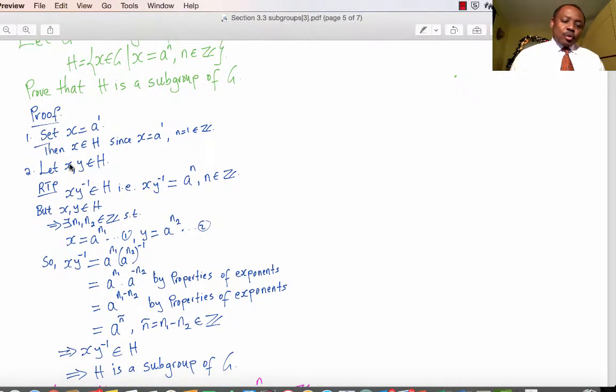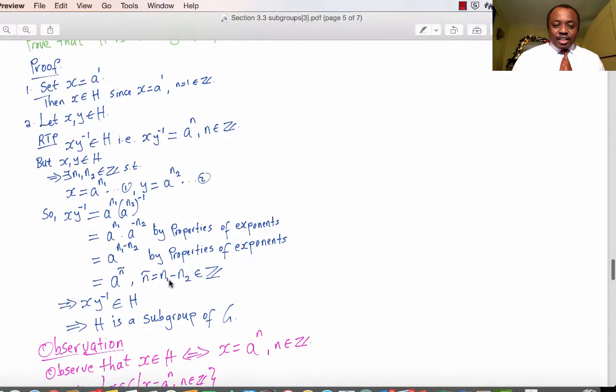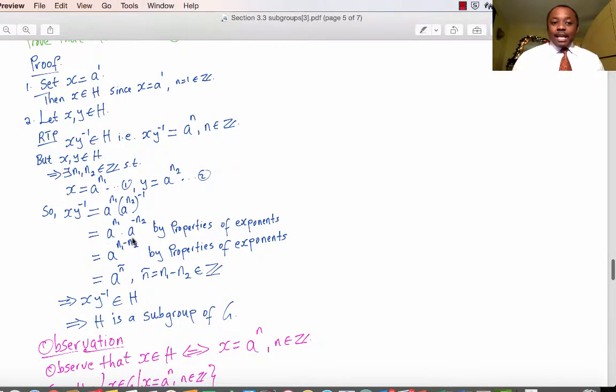Let's verify condition 2. Suppose X and Y are elements of H. We have to verify that XY inverse is an element in H. When would XY inverse be an element in H? If I can write XY inverse as A raised to the power N for some integer N. But X in H, Y in H implies that there exist some integers N1, N2 such that I can write X as A raised to the power N1 and I can write Y as A raised to the power N2. Therefore, X times Y inverse would be A raised to the N1 times A raised to the N2, all of these raised to the -1. By properties of exponents, that is A raised to the N1 times A raised to the -N2.